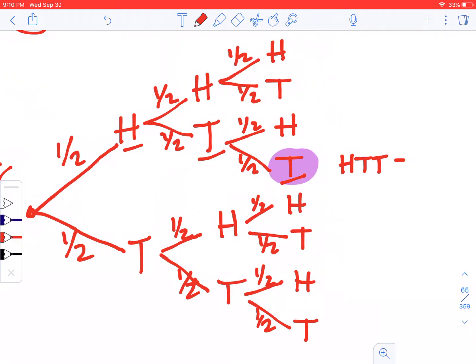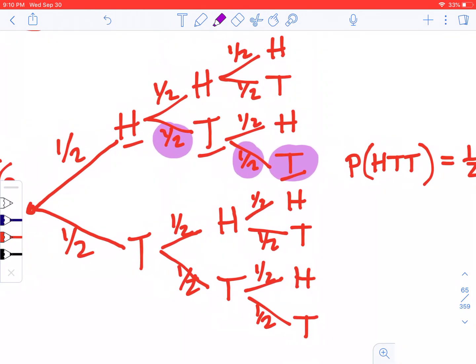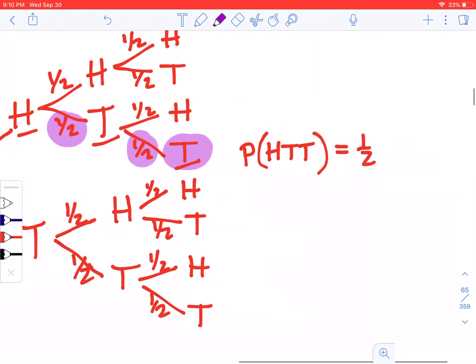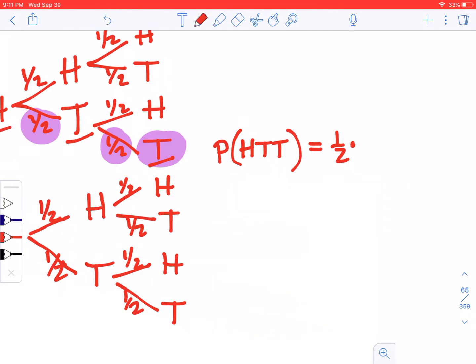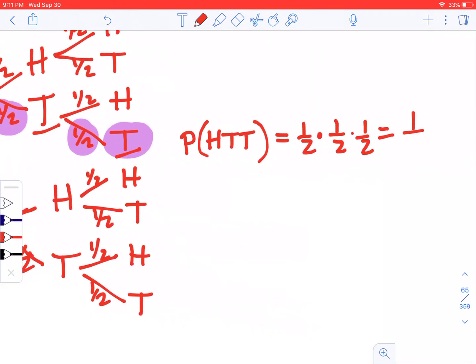And to get the probability of this one, what we would do is take each of those numbers. So let's write this as the probability of HTT is going to be 1/2. I'm going to take this 1/2, and then I back down the branch. I grab that half, and then I back down again and grab that. So I've got three 1/2s, and I need to multiply them all together. So my probability of HTT is 1/8.